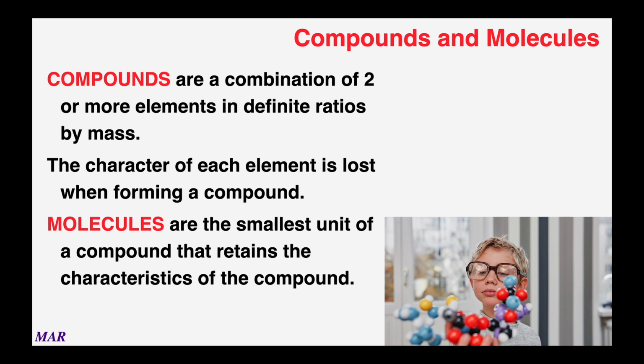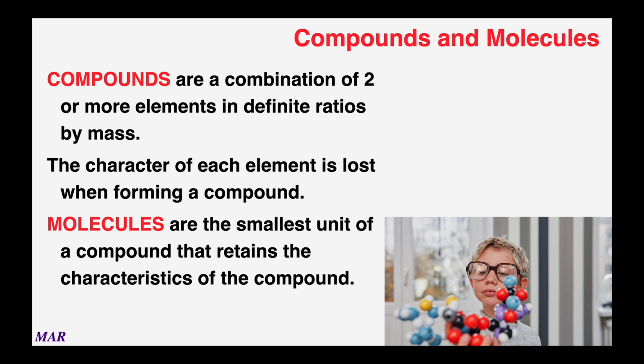Compounds are a combination of 2 or more elements in definite ratios by mass. And we talked about this earlier. The only pure substances really are elements or compounds. Compounds are when you take elements and put them together to make a bigger kind of piece. The definite ratio by mass is important. Water, H2O, is always H2O. It's never, for example, H2O2, which would be hydrogen peroxide. It's never just HO or HO2 or anything like that. So the definite ratios make them very predictable.